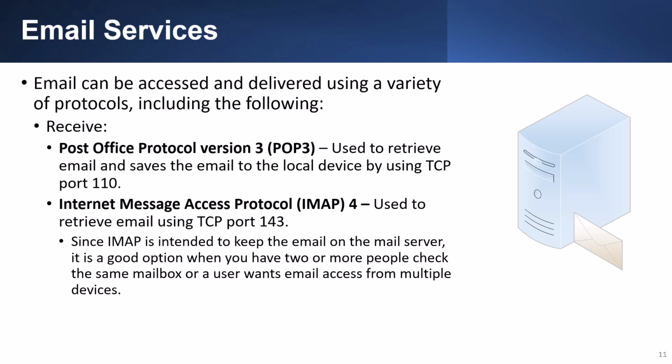Email can be accessed and delivered using a variety of protocols, including the following. For receiving, Post Office Protocol version 3, or POP3, is used to retrieve email and save it to the local device by using TCP port 110. Internet Message Access Protocol, or IMAP4, is used to retrieve email using TCP port 143. Since IMAP is intended to keep the email on the mail server, it is a good option when you have two or more people checking the same mailbox or a user wants email access from multiple devices.